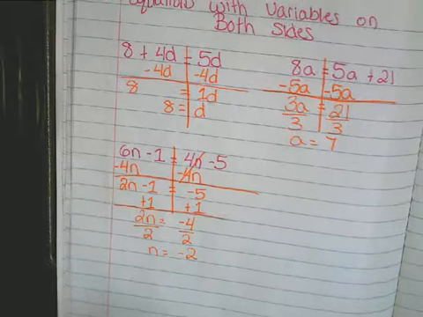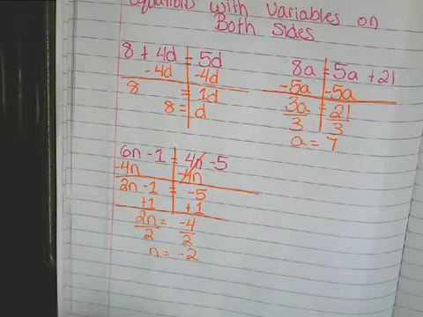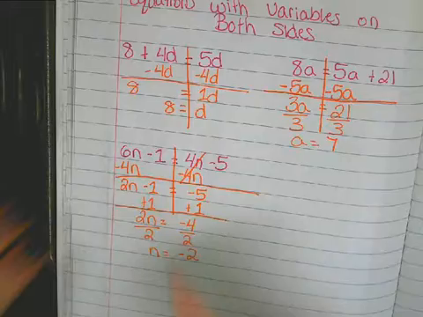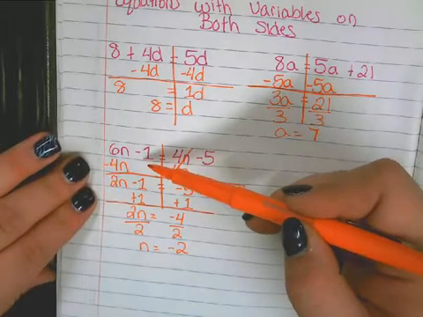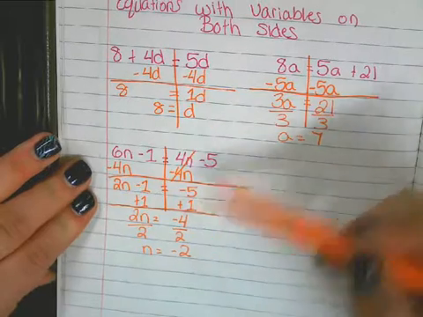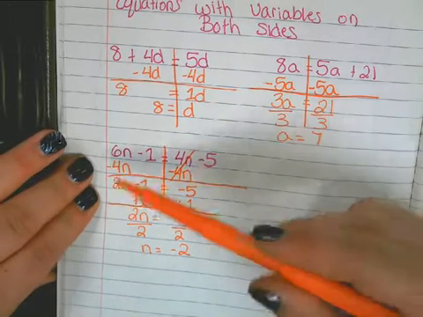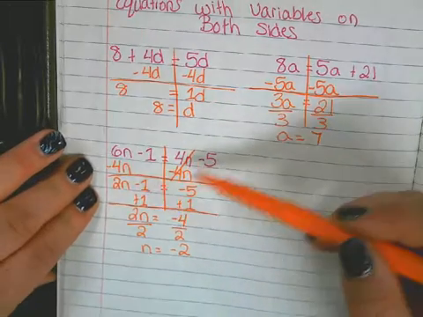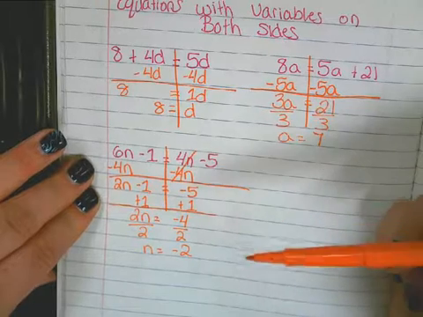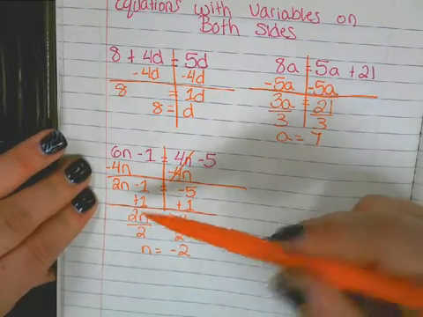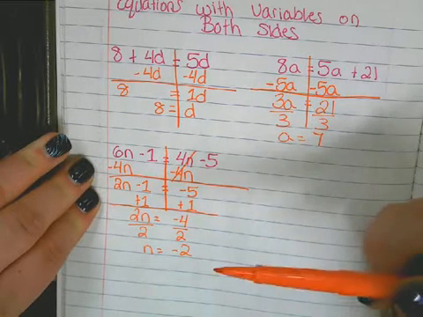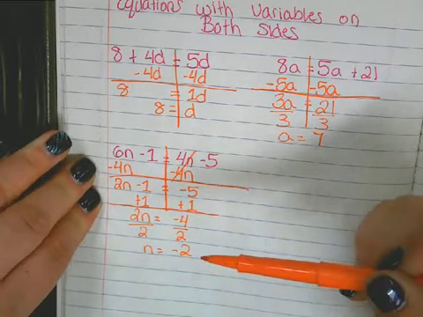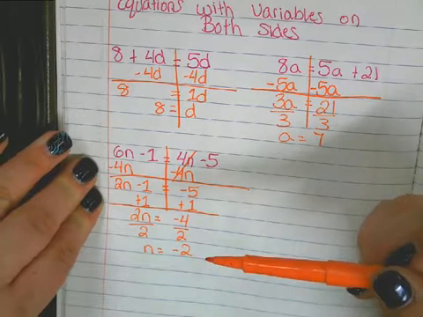I forgot about the 1. Okay? So if you would have added 1 first, you would have gotten your negative 4, and you would have had 6n equals 4n minus 4. Then you would have moved your 4n over, got your 2n equals negative 4, which would have given you the same thing. Okay? So your first step, as long as you do the opposite, you will be fine.